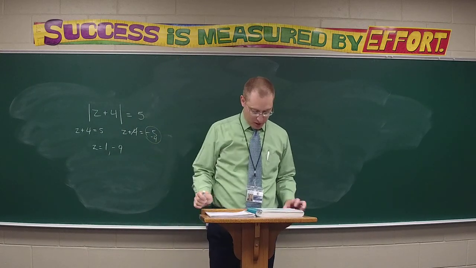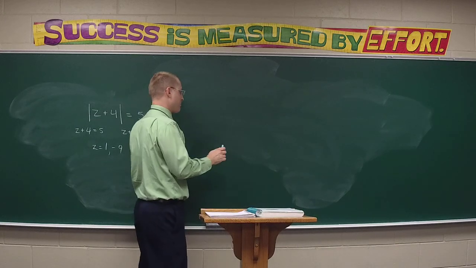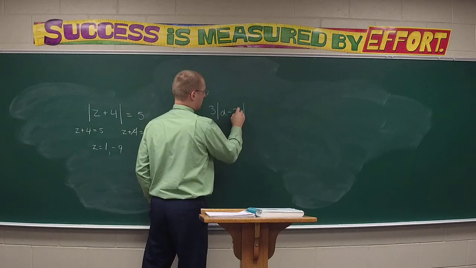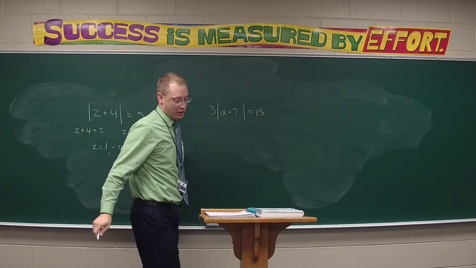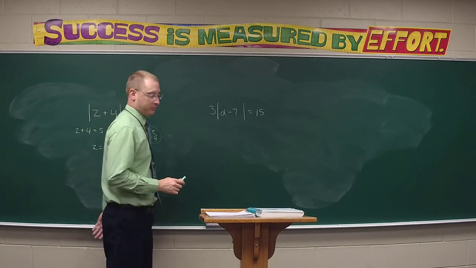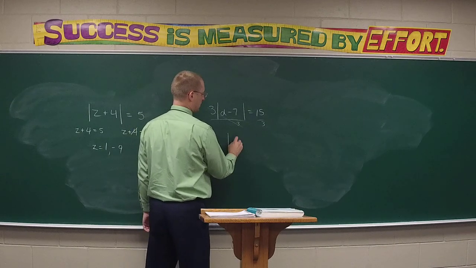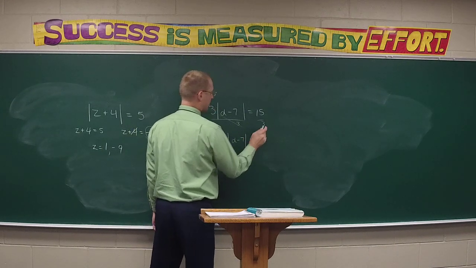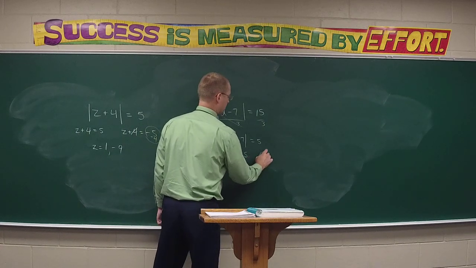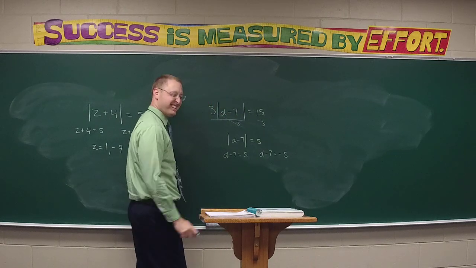Number 22, the product of 3 and the absolute value of d minus 7 is 15. How do we write that, Matty? And then you at least had to translate the word product and is. All right, and so from here, what do we need to do? To get d minus 7? Yep. Equals negative 5? Mm-hmm. All right, and then?